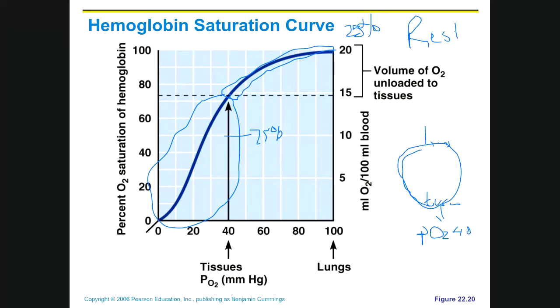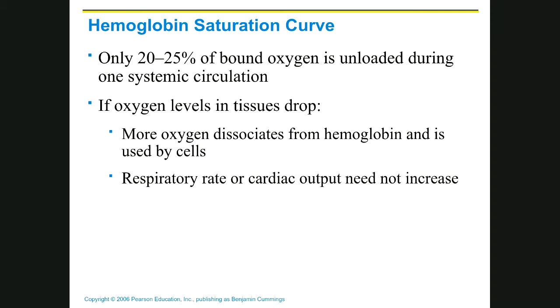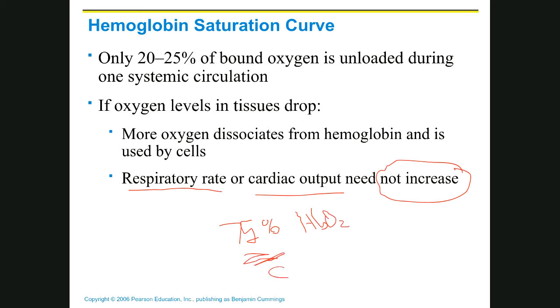But if you start exercising, these cells out here are going to use more oxygen. And this number is going to go down. So why not be 40? It might be 20. Well, look, at 20, this much of your hemoglobin would drop off oxygen. Look, we didn't have to do anything. We did not have to increase the respiration rate. We did not have to increase cardiac output. We didn't need to do that because we have still 75% of our hemoglobin has oxygen on it. So that can be used when we're exercising or when we need it for some other purpose. So it's sort of like a margin for error.